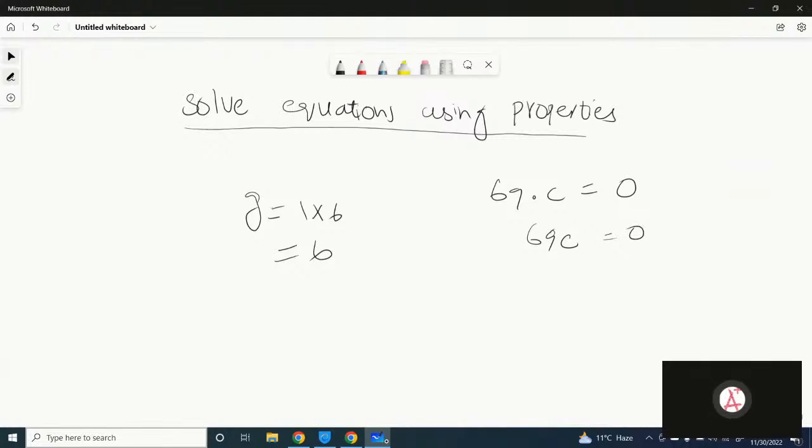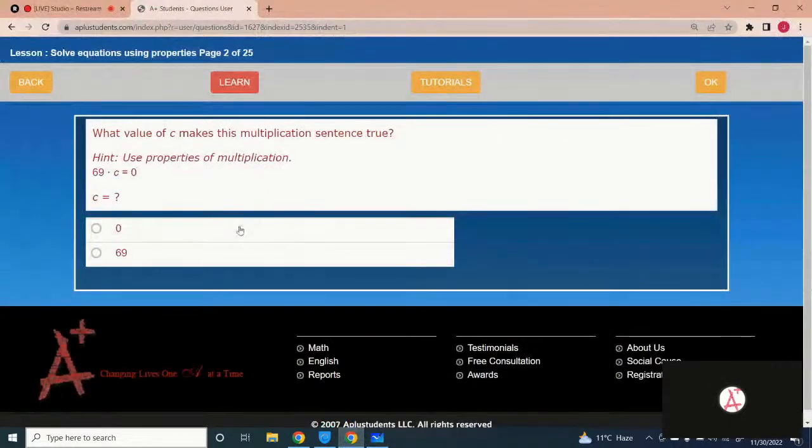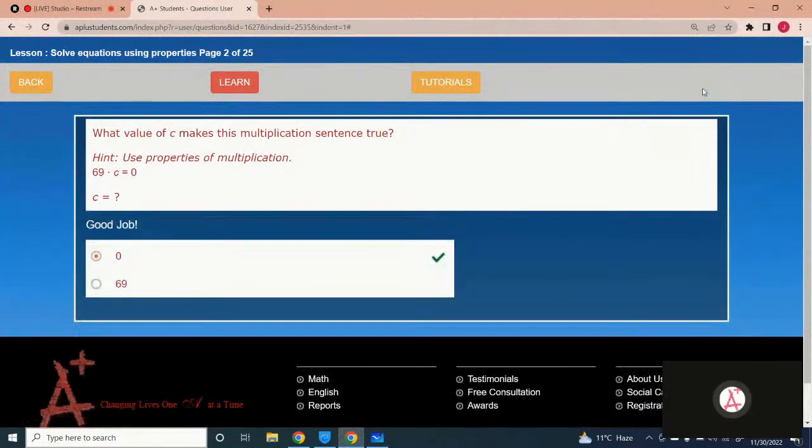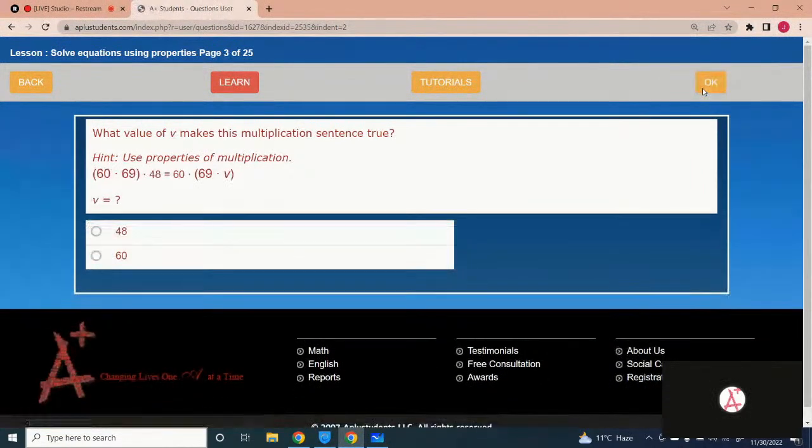69 is multiplying to c. So opposite to multiplication is division. Got it? It would be 0 over 69, and 0 divided by something is 0. It would be c equals 0. Got it, everyone? So 0 is multiplying to any number and dividing to any number, it remains 0. 0 means 0. Got it? Okay.